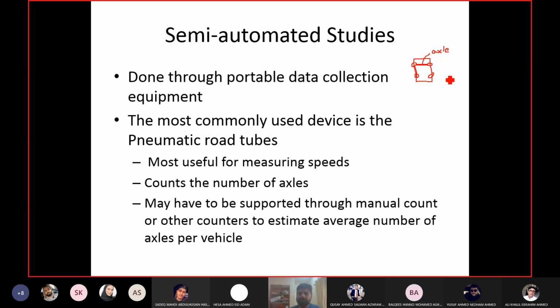So the time data of the first axle and the second axle is coming from the tube, and then you must know the distance between the first two axles of the vehicle for which you are trying to find out the speed. Okay, so using the pneumatic road tube, you can find out the volume and the speed, but for that you need some supporting data as well.